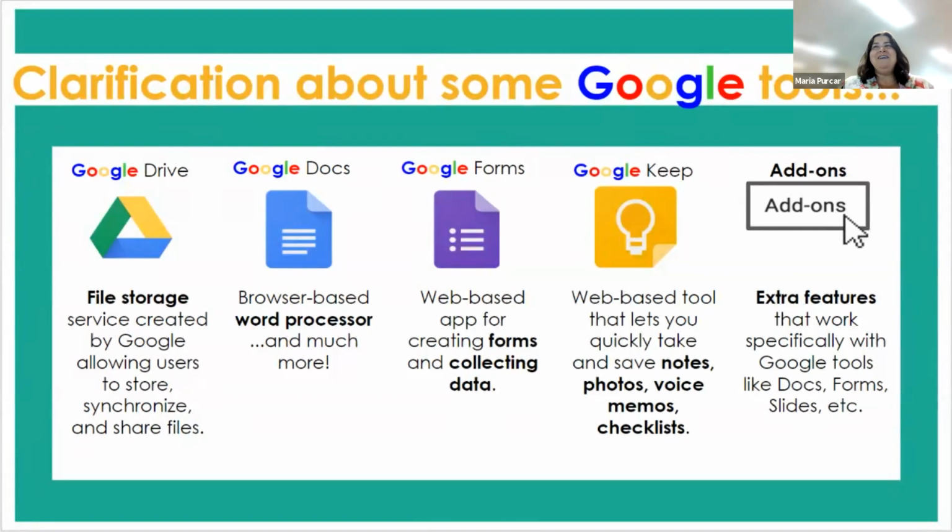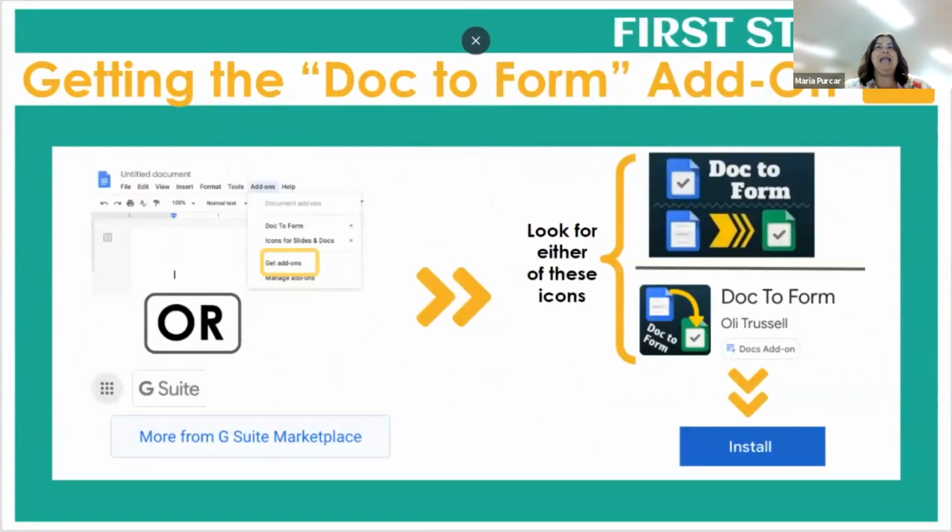With that being said, we're going to go ahead and get into the add-on that I'll be using to demonstrate today. The add-on is called Doc to Form, and you see on your screen that I'm sharing what it looks like, its logo or the image. You can find it either by going to the Waffle and going to the Google Suite Marketplace, or you can add it on directly from a Word doc. So I'm going to go and show you that.